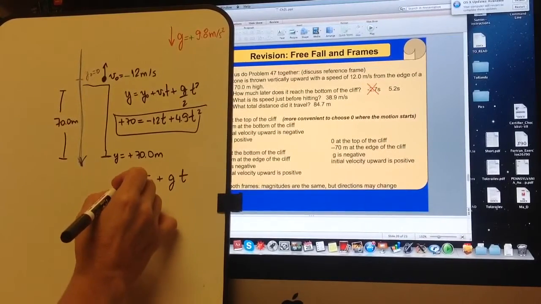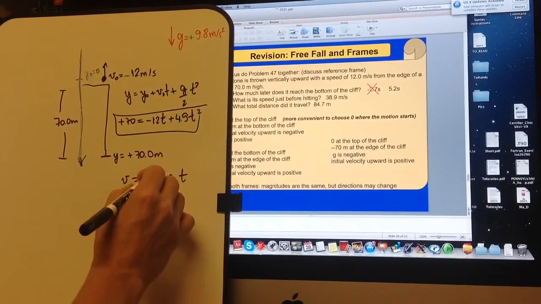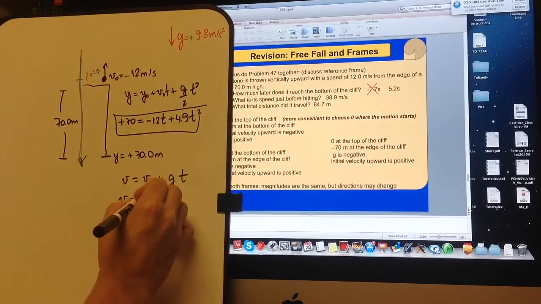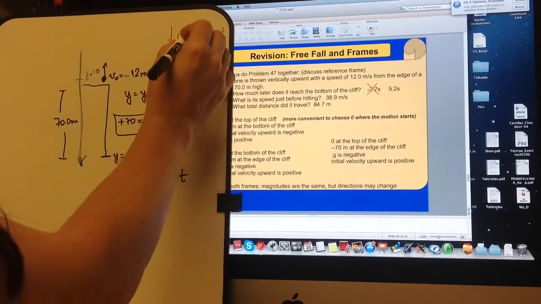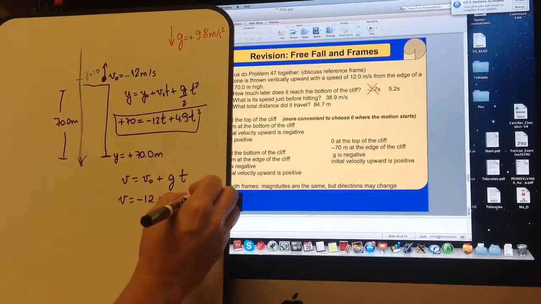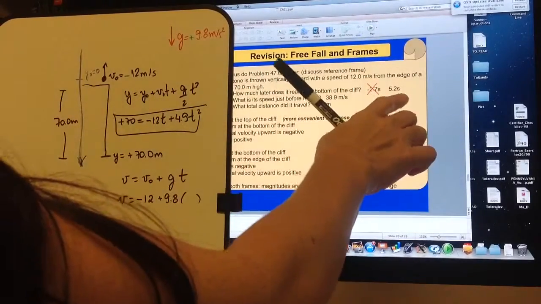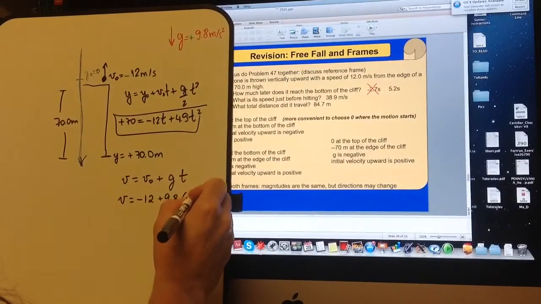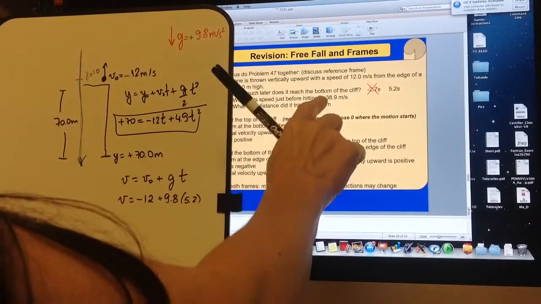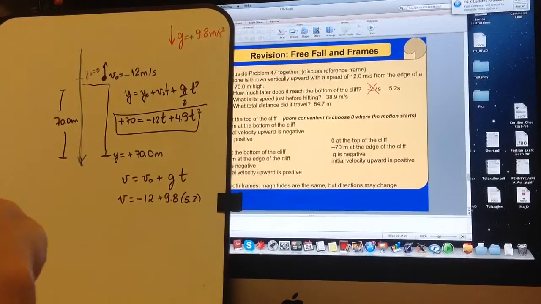And I want to find this v, this is my unknown. My initial velocity I know is minus 12. G is positive, 9.8. And the time for the whole trip we already got is 5.2. So I just have to put 5.2 here and I'll get the velocity, which is 38.9 meters per second.